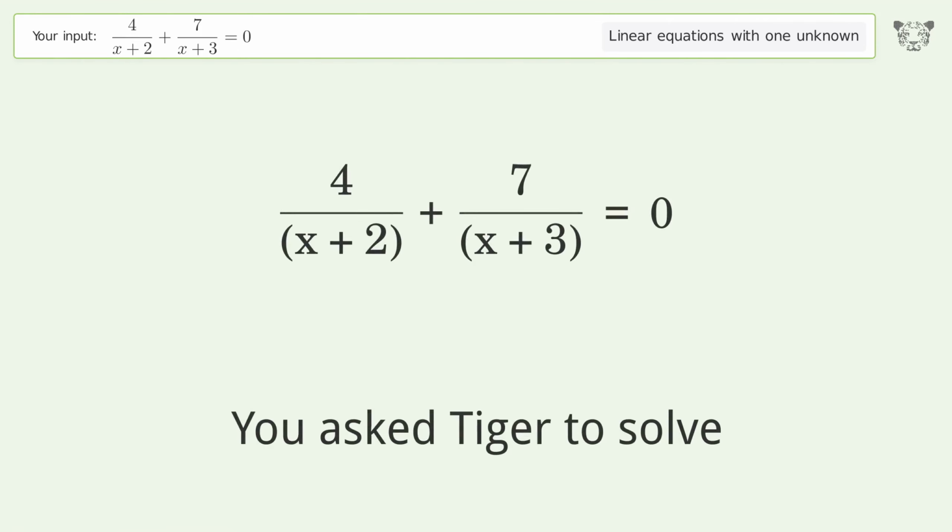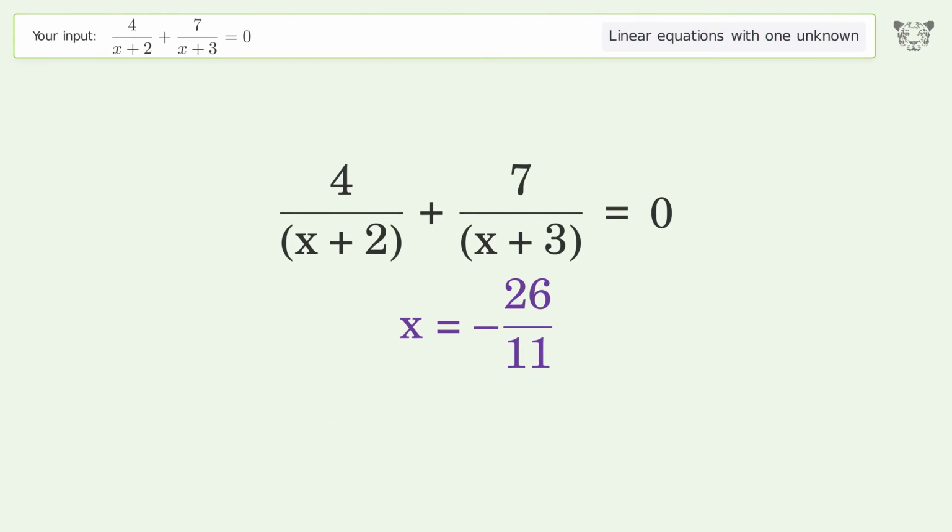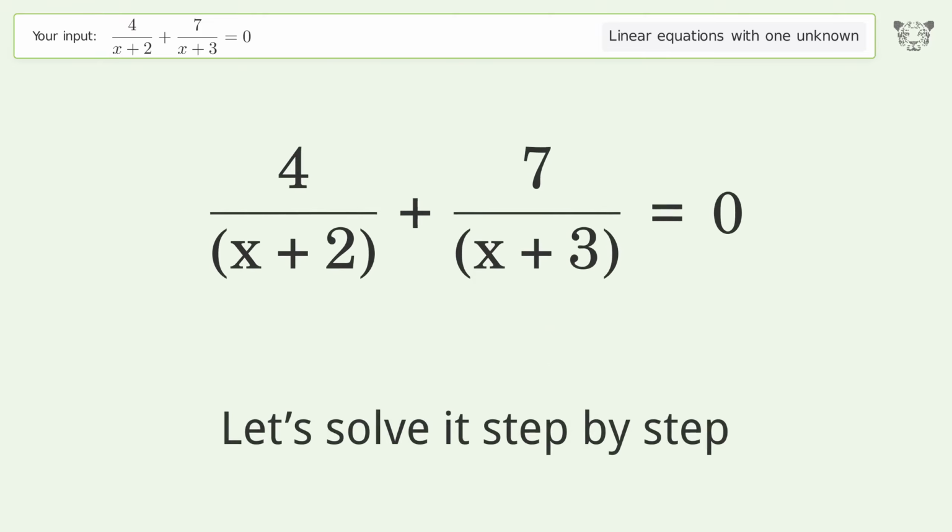You ask Tiger to solve. This deals with linear equations with one unknown. The final result is x equals -26/11. Let's solve it step by step.